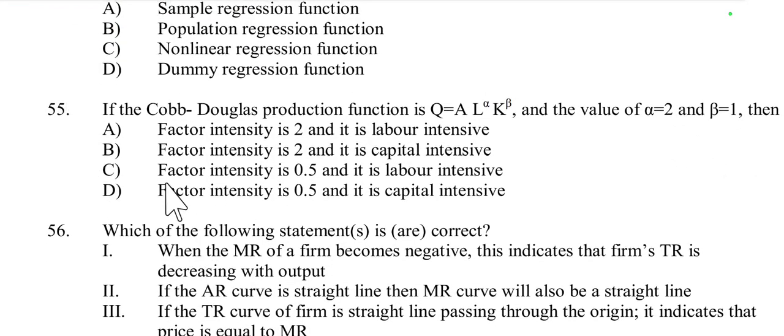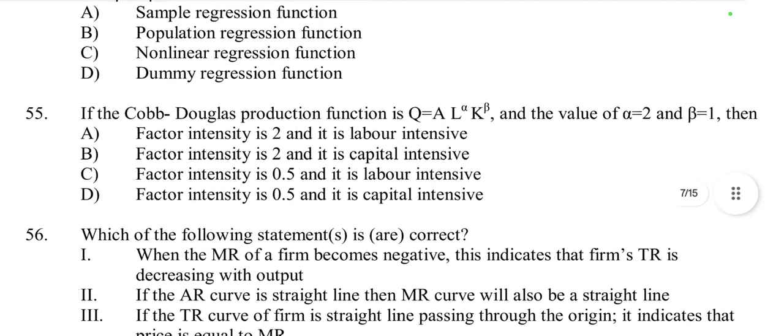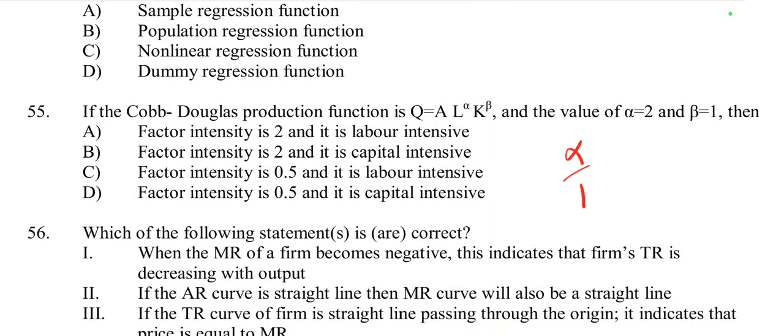Then question number 55. In the Cobb-Douglas production function, Q is equal to A L to the power alpha K to the power beta, and the value of alpha is equal to 2, beta is equal to 1. Then what is the factor intensity? Given the Cobb-Douglas production function, with alpha and beta the factor intensity can be determined as the ratio of the exponents, alpha by beta. So factor intensity is equal to alpha by beta, so alpha is equal to 2, beta is equal to 1, 2 by 1 is equal to 2.